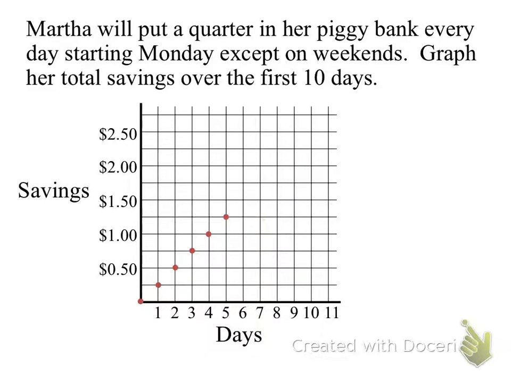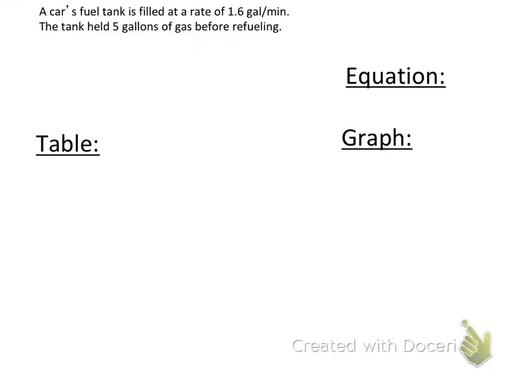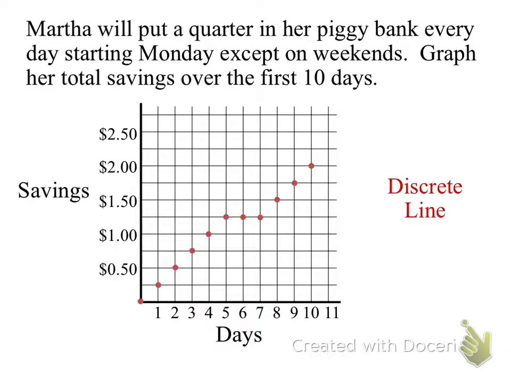And do you guys remember the name of this kind of line? Discrete. It's called a discrete line, as opposed to a continuous. Okay? Discrete lines versus continuous.